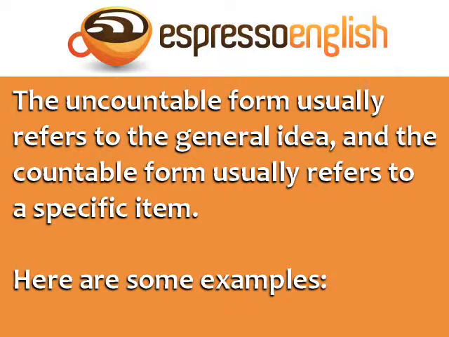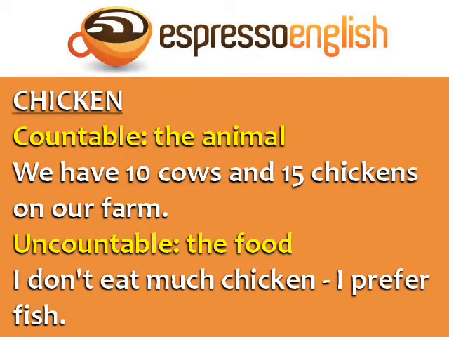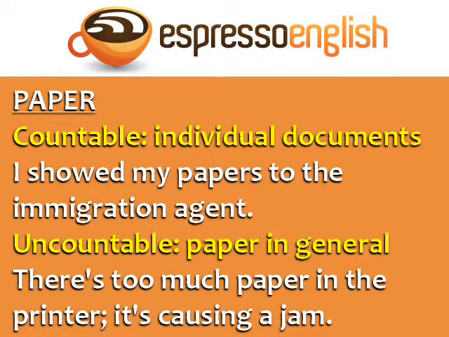Here are some examples. Chicken is countable when talking about the animal. We have 10 cows and 15 chickens on our farm. Chicken is uncountable when talking about the food. I don't eat much chicken. I prefer fish. Paper is countable when talking about individual documents.